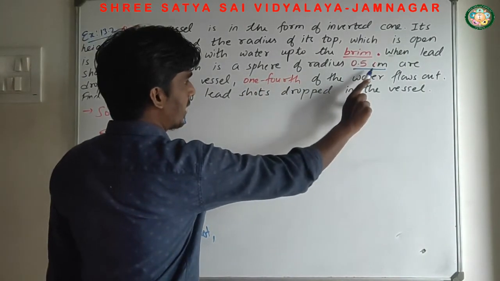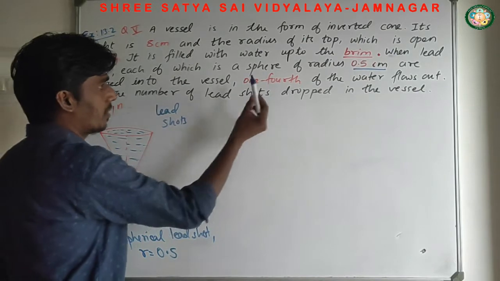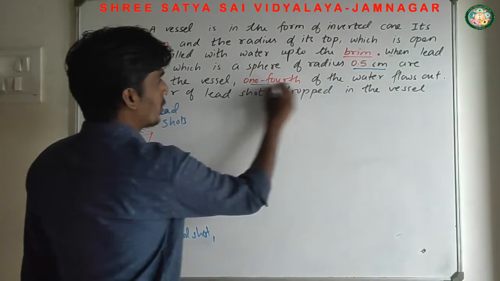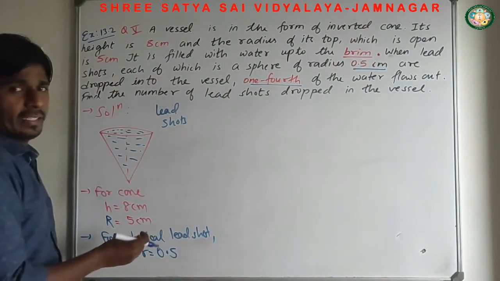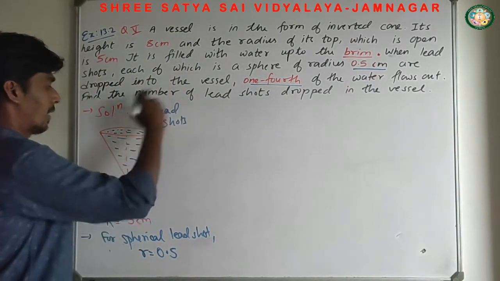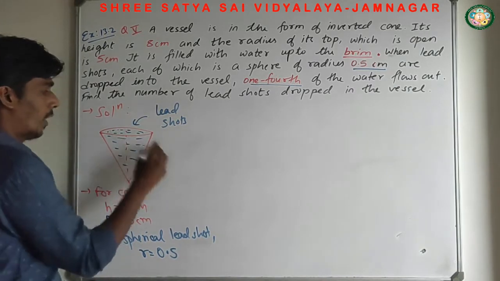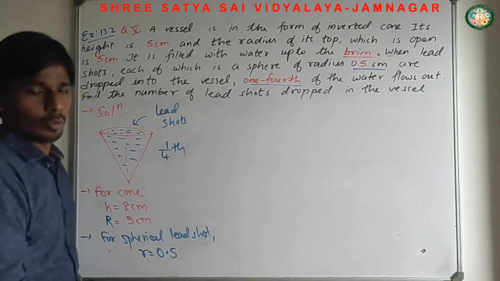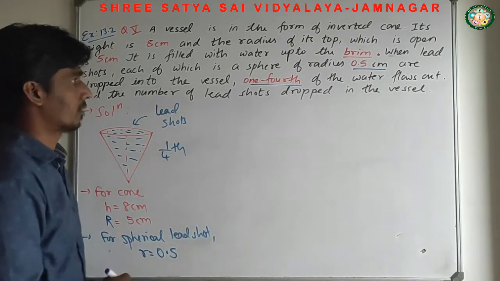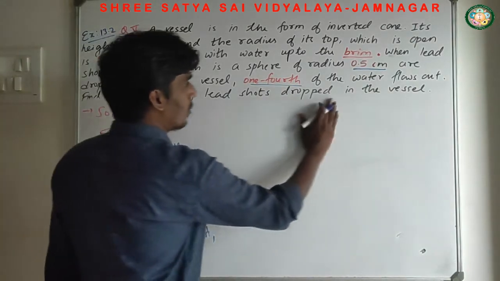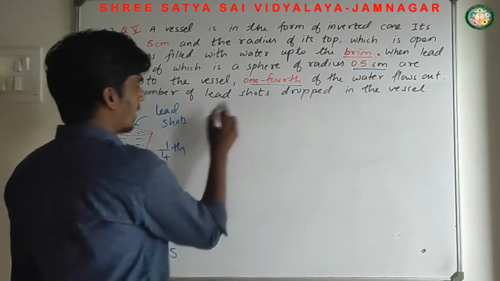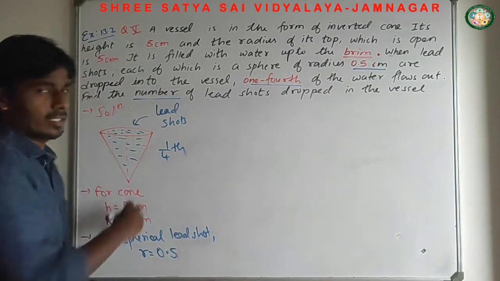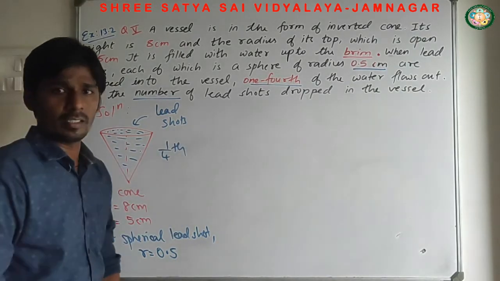Spheres of radius 0.5 centimeter are dropped into the vessel. अब ये जो spherical balls हैं, इनको अंदर डाला जा रहा है. 1/4 of the water flows out. When they drop lead shots inside this cone, 1/4 of the water flows out of the cone. कितना पानी बाहर आ रहा है? 1/4. Find the number of lead shots dropped in the vessel. हमें क्या फाइंड करना है? We have to find out the number of lead shots. कितने lead shots अंदर डालेंगे कोन के अंदर, so that 1/4 of the volume of water comes out.